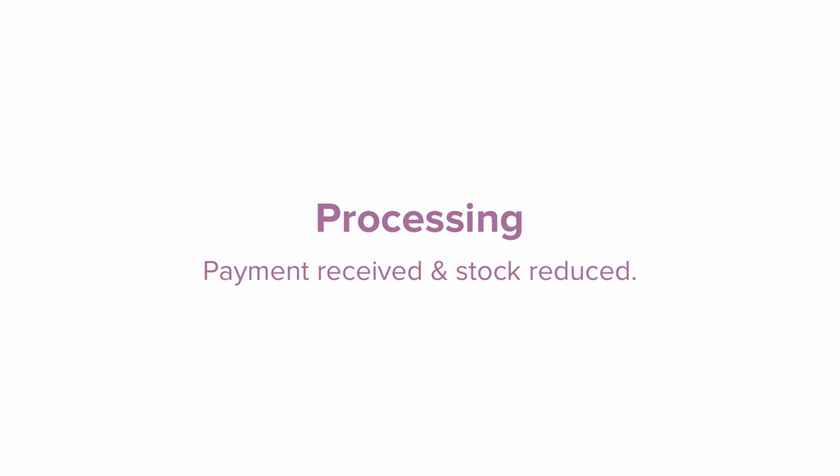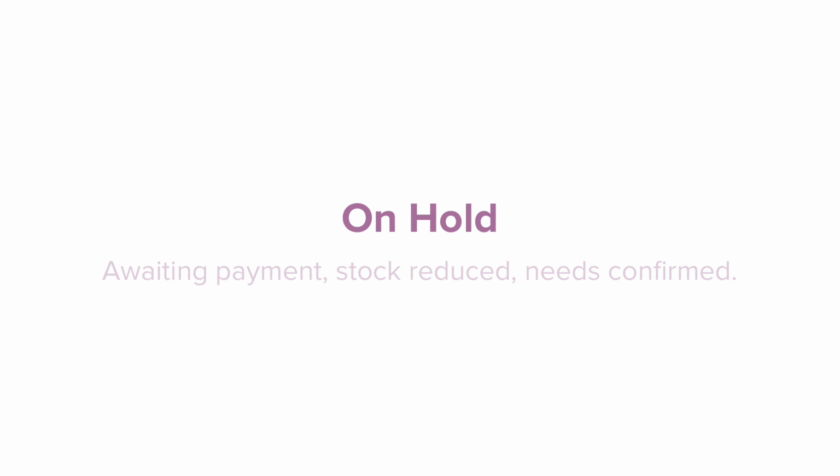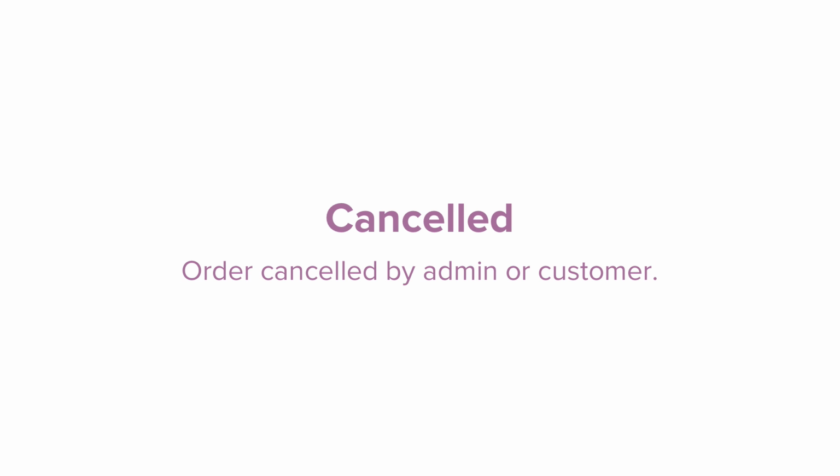like PayPal. Processing, the payment was received and stock has been reduced, the order is awaiting fulfillment. Completed, the order has been fulfilled and requires no further action. On hold, it's still awaiting payment, product stock is reduced, but you need to confirm payment. Cancelled, the order was cancelled by an admin or the customer, no further action required. Refunded, the order has been refunded by an admin, no further action required.